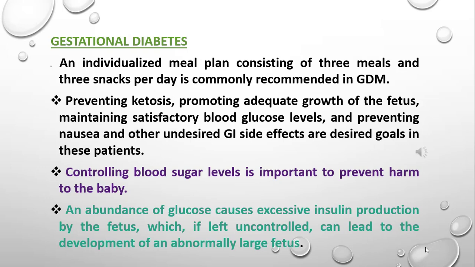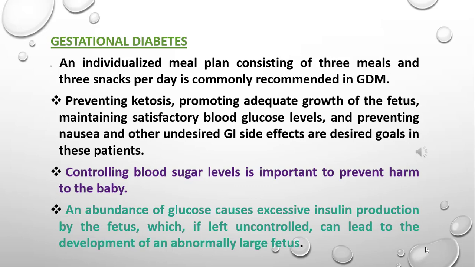Now move towards gestational diabetes. In pregnant women, it is recommended that the pregnant woman should have at least 3 meals and 3 snacks per day. Preventing ketosis, promoting adequate growth of the fetus, maintaining normal blood glucose level, and avoiding undesired gastrointestinal side effects are the desired goals in gestational diabetes mellitus.